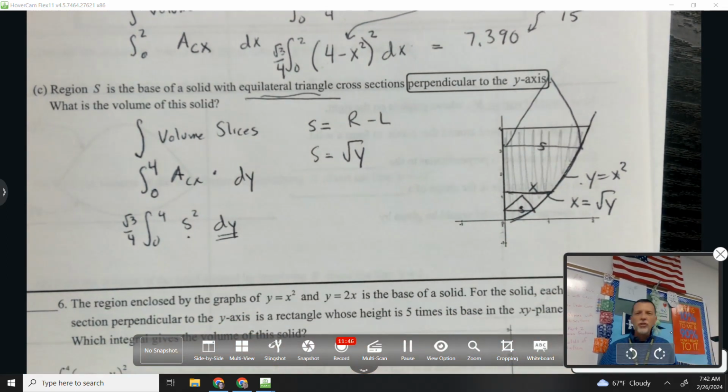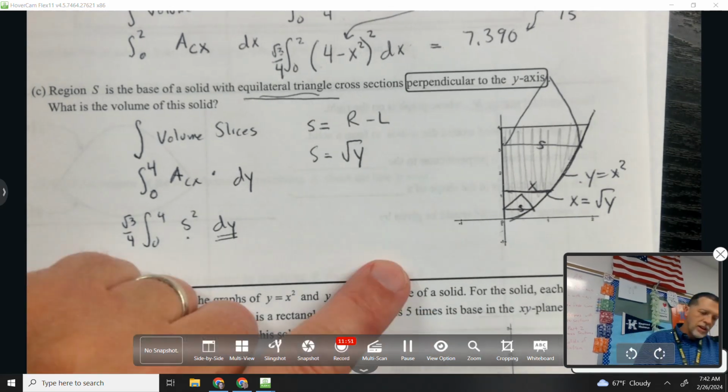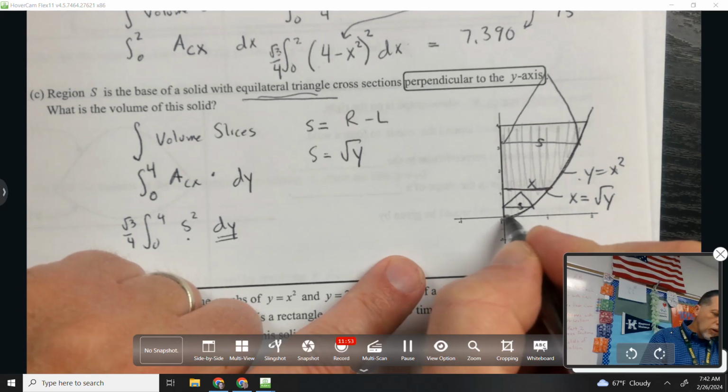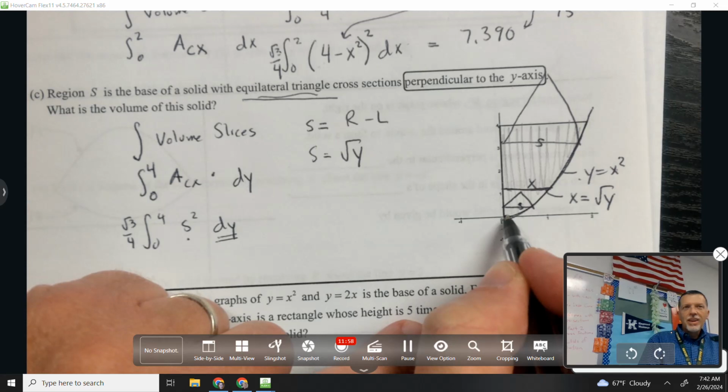If you're ever not sure if you solved correctly, you can check a couple places. So you can be like, okay, if y is 0, what is s equal to? You can tell by looking. What's s equal to down here at y equals 0?